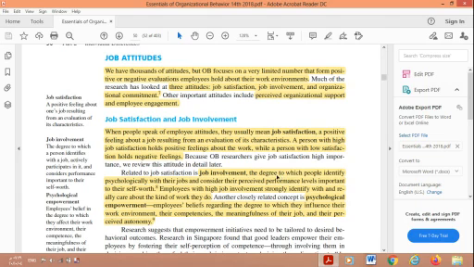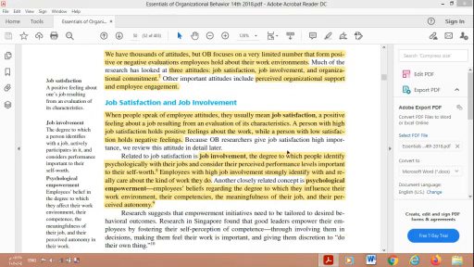Job involvement is the degree to which people identify psychologically with their job and consider their perceived performance levels important to their self-worth. Employees with high job involvement strongly identify with, and really care about, the kind of work they do. If employees perceive that their performance is not important for their self-worth, they are less involved in their job.